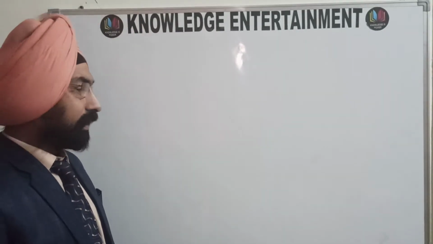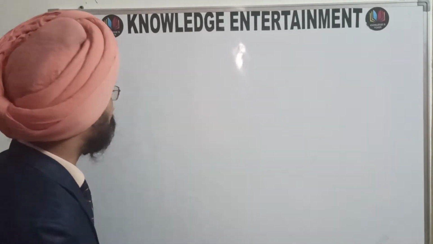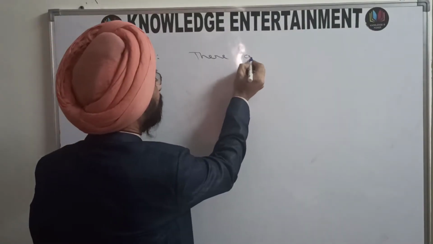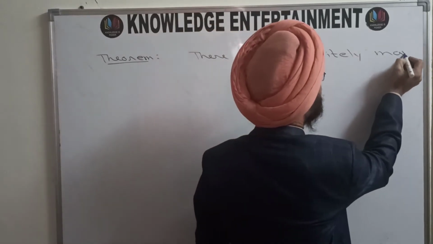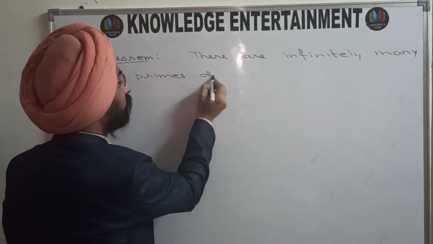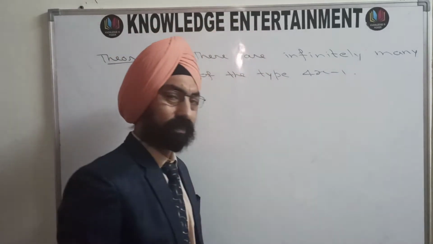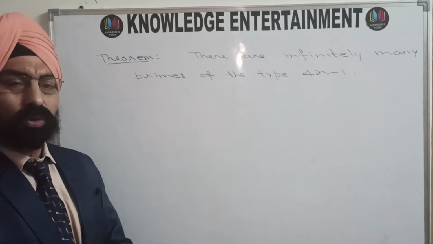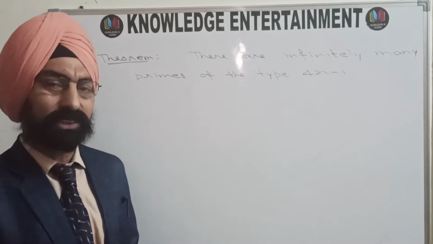Another thing is that there are infinitely many primes of the type 4x minus 1. This is another theorem: there are infinitely many primes of the type 4x minus 1. On the contrary, we will suppose that there are only finitely many primes of this type, and then we will arrive at some contradiction.